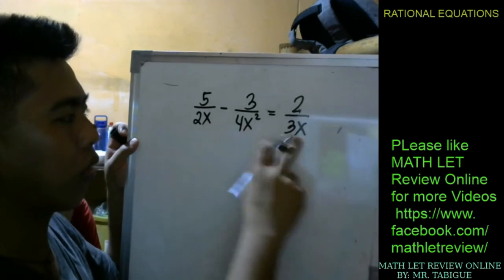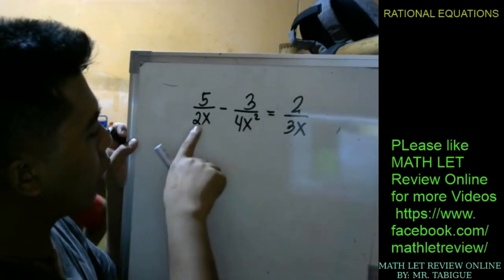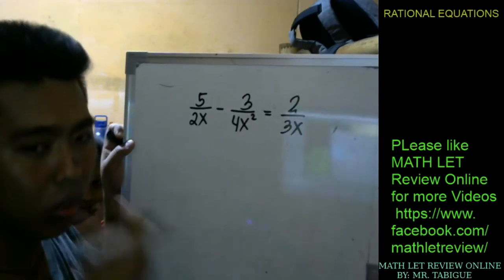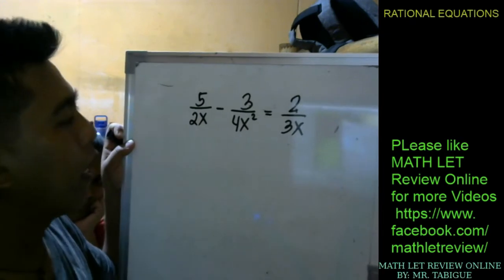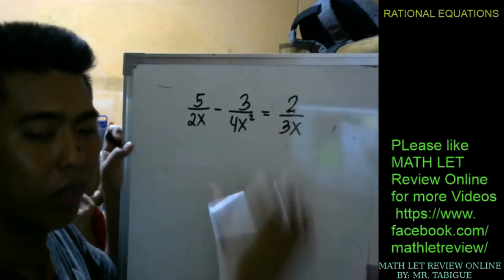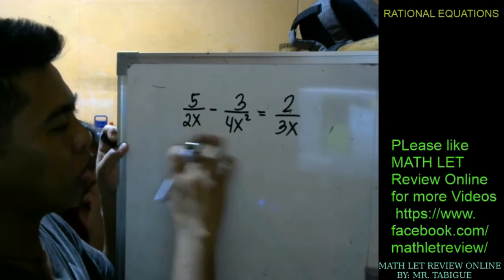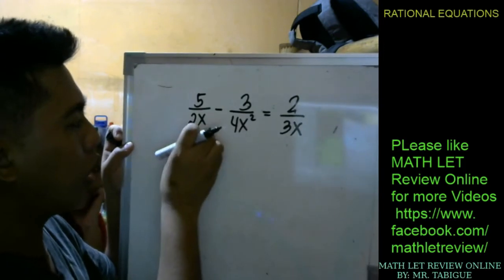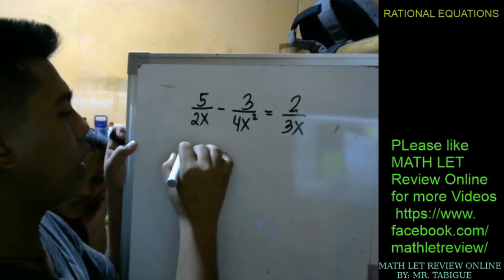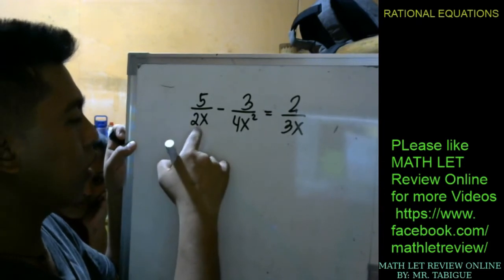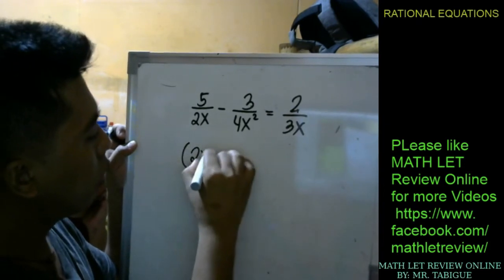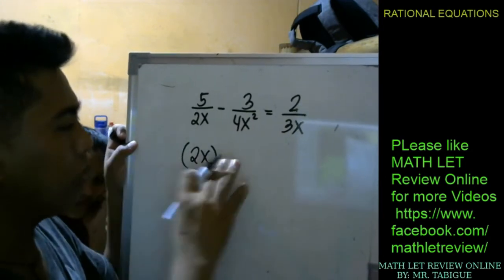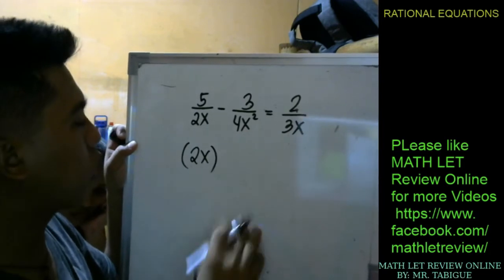We eliminate the fractions. If you notice, they have different denominators, so we cannot directly deduct and simplify them. The first thing to do is find the LCD. We can start step by step. This 2x, of course, its LCD, or the number that can divide it, is 2x. Then the next one is 4x squared.